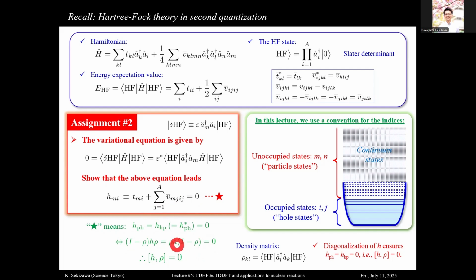So to get this, you can just see this equation. There are H rho and rho H coming from this, and the rest is rho H rho and rho H rho. So you can eliminate rho H rho, and the remaining terms are rho H minus H rho. So you can write down this Hartree-Fock condition using these properties of projection operators. The commutator of H and rho is 0. So this is the Hartree-Fock condition for the static case.